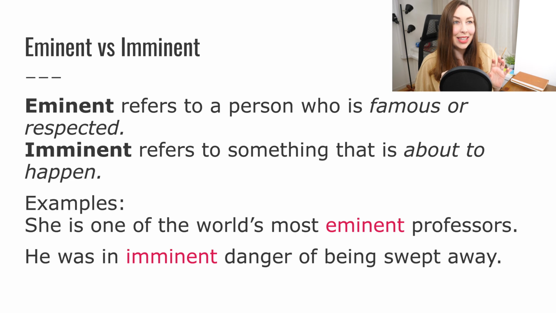Eminent versus imminent. Again, very, very similar looking words. Very similar pronunciation. Eminent, imminent. Okay? Eminent with an E refers to a person who is famous or respected. So we're talking about a person when we use eminent. Imminent with an I refers to something that is about to happen. About to happen. Let's take a look at those examples.